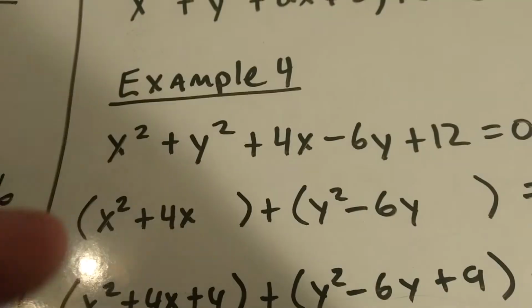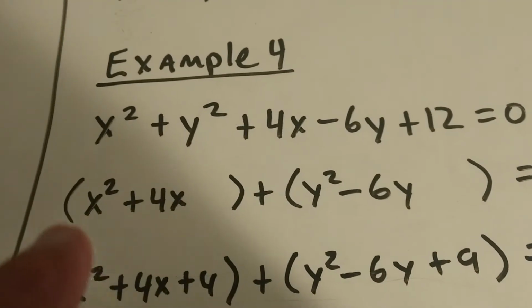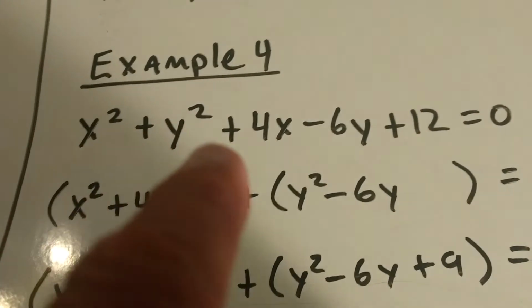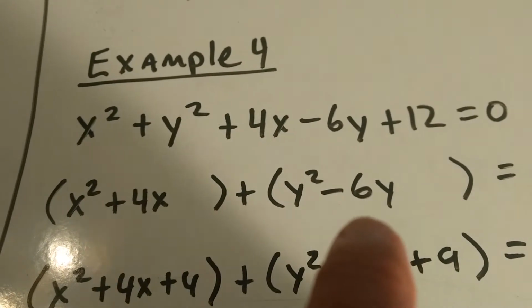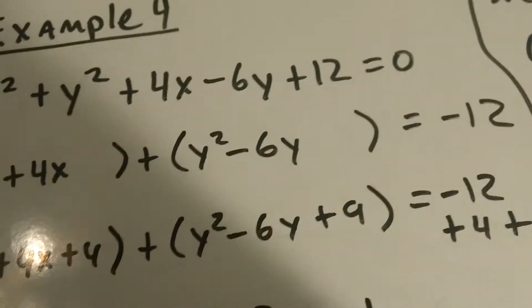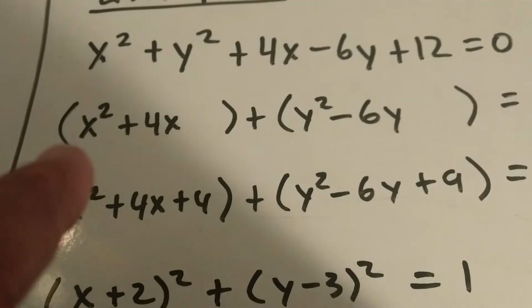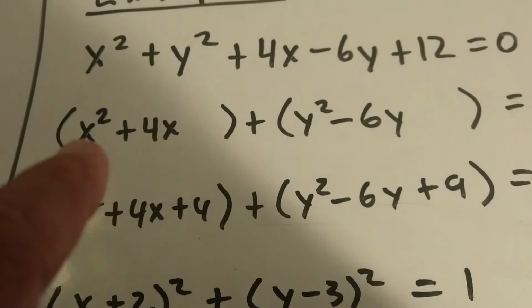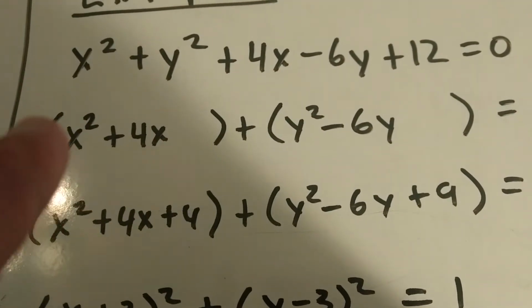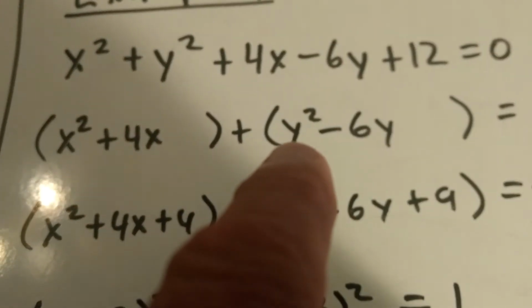So the first thing I did here was group all my x's and my y's. So I brought x squared and 4x in one set of parentheses, y squared minus 6y in another set of parentheses, then I subtracted the 12 to the other side. Next thing I got to inspect, make sure there is a positive 1 in front of your square terms, because you can't complete the square unless there's a positive 1 in front of there.